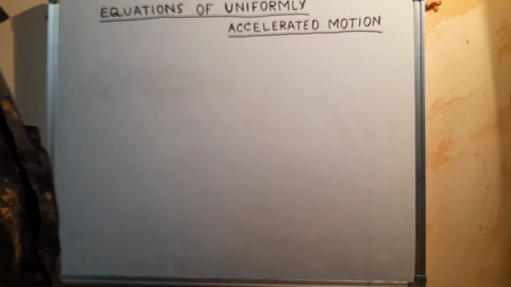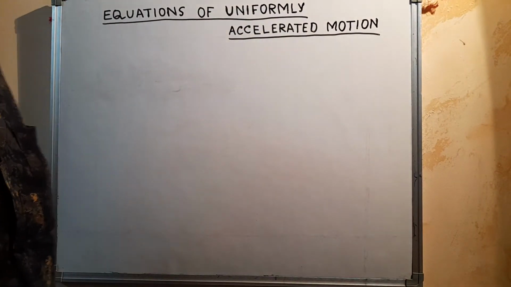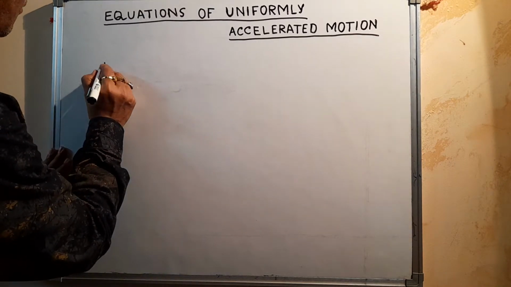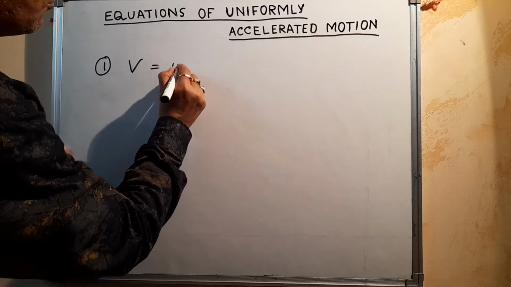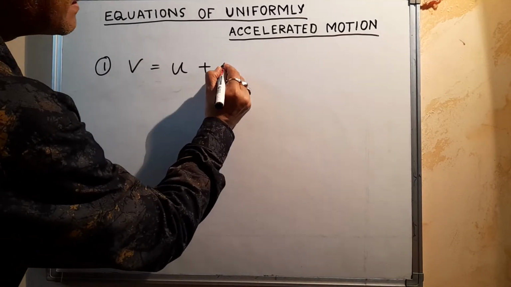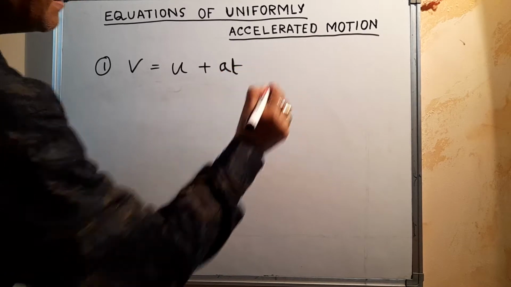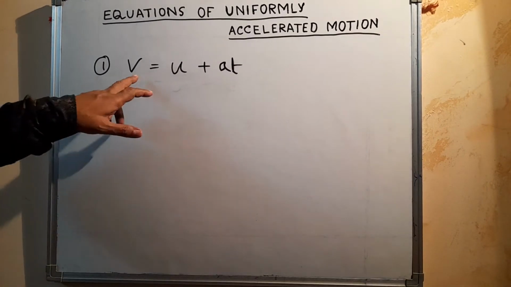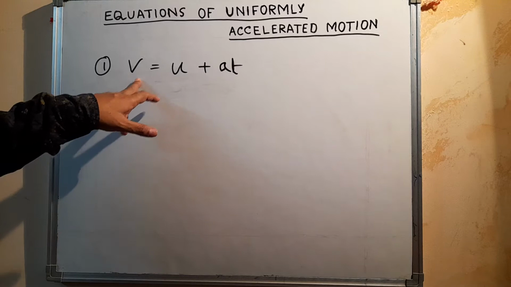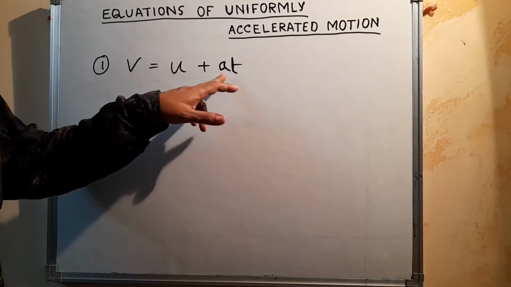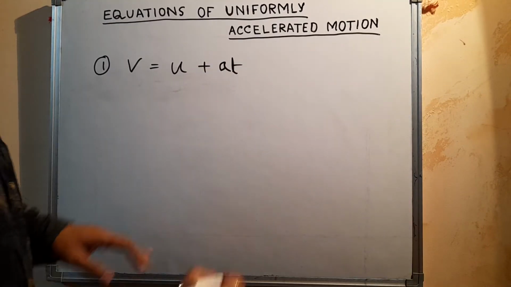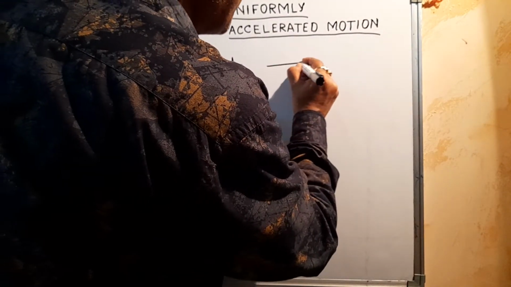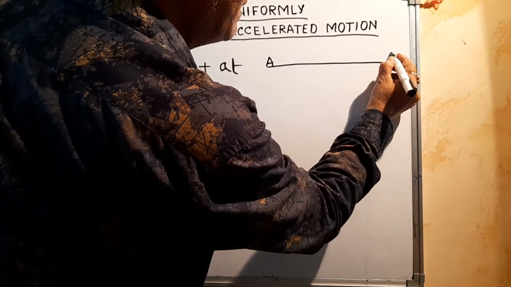The three equations of uniformly accelerated motion. The first equation is v equal to u plus at, where v is the final velocity, u is the initial velocity, a is the acceleration of the body, and t is the time taken to cover the distance. Which distance? Suppose we are taking the distance A to B.